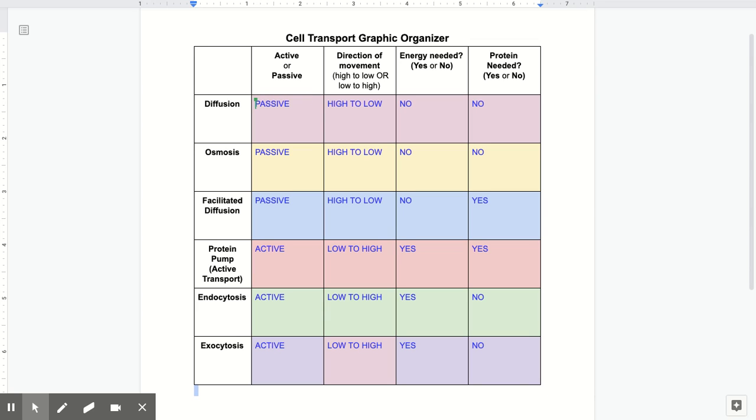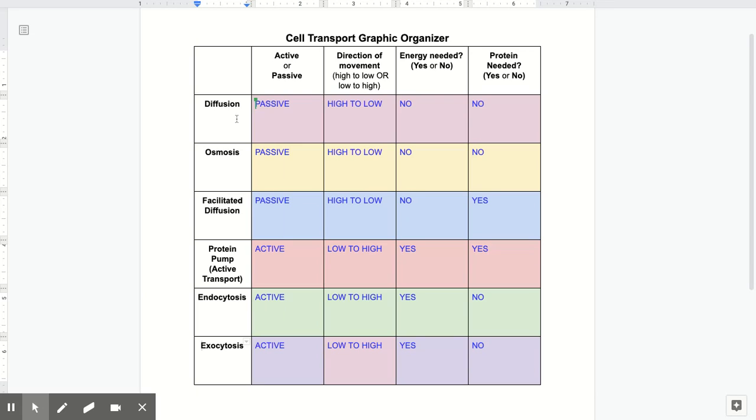Hi, in this video, we're going to be reviewing the cell transport graphic organizer. Here in this column, we have diffusion, osmosis, facilitated diffusion, active transport, also known as a protein pump, endocytosis, and exocytosis. And each of those are different types of cell transport.